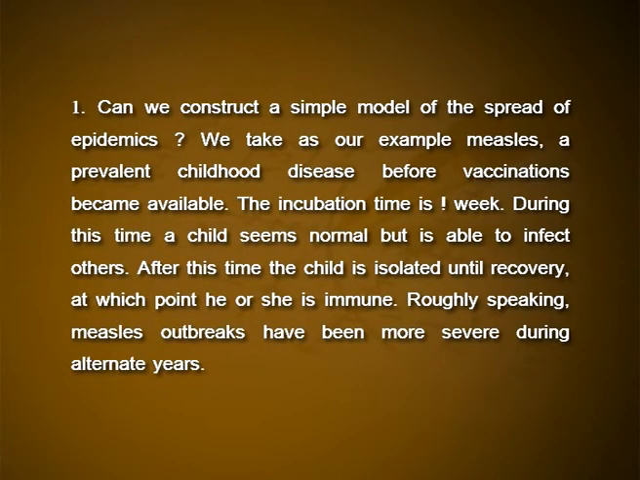First problem, can we construct a simple model of the spread of epidemics? We take as our example measles, a prevalent childhood disease before vaccinations became available. The incubation time is 1 week. During this time, a child seems normal but is able to infect others. After this time, the child is isolated until recovery, at which point he or she is immune. Roughly speaking, measles outbreaks have been more severe during alternate years.